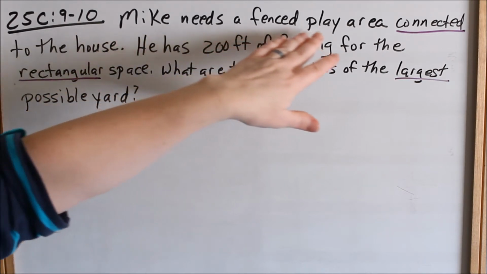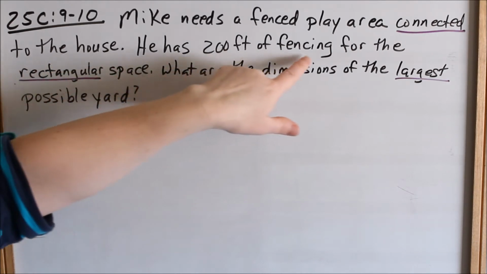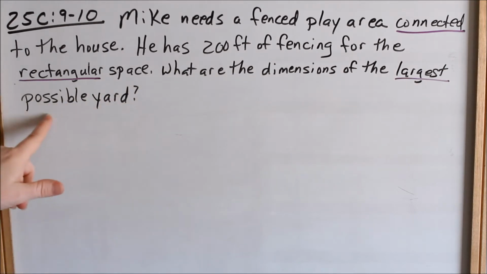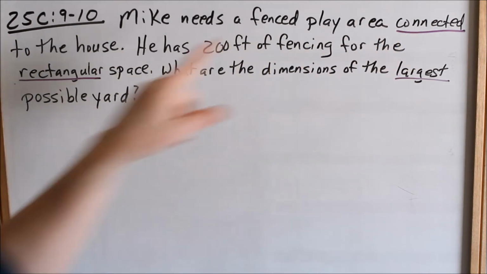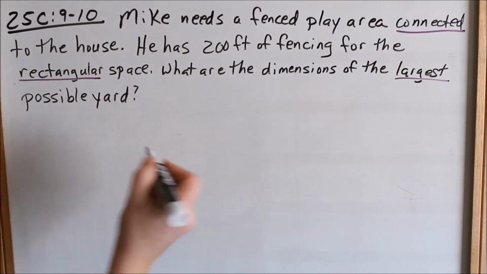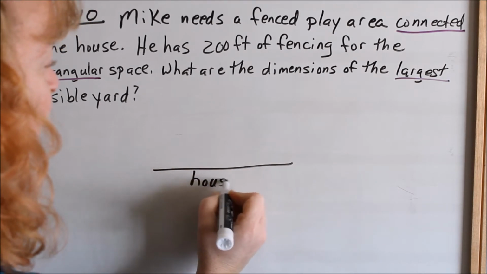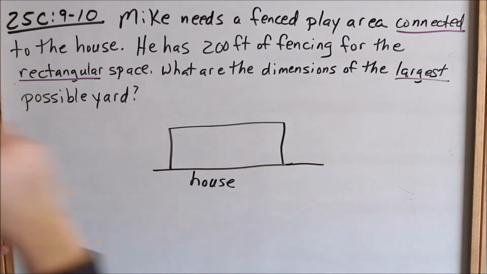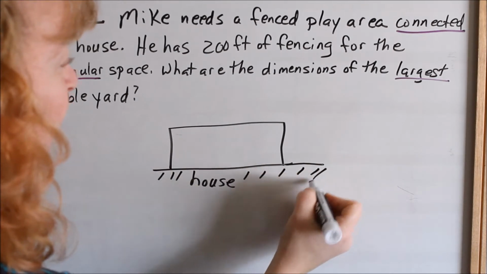Mike needs a fenced play area connected to the house. He has 200 feet of fencing for the rectangular space. What are the dimensions of the largest possible yard? I've underlined some very important words. First off, this play area is connected to the house and it's going to be a rectangular space. So if we drew a picture like this, let's just say that this is his house, and then he wants a rectangular play area. So the house is not included in the fencing.